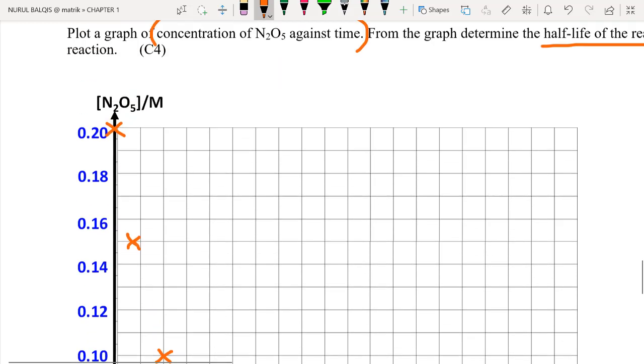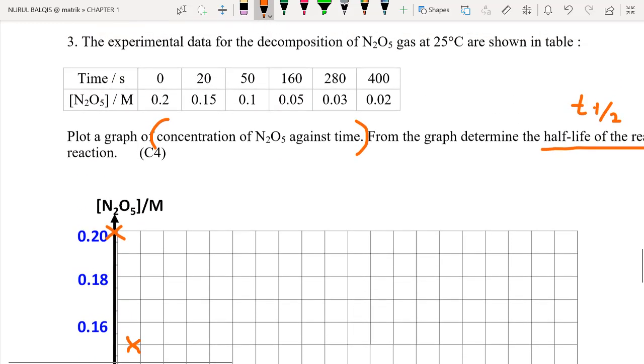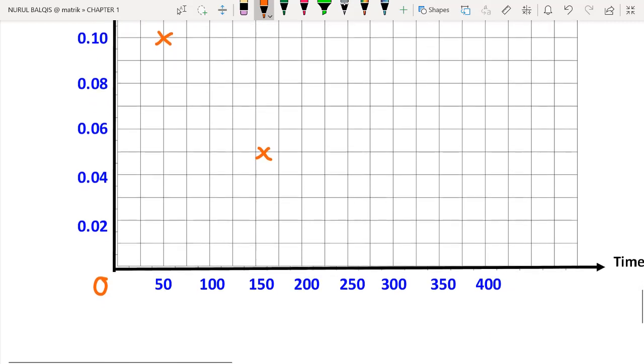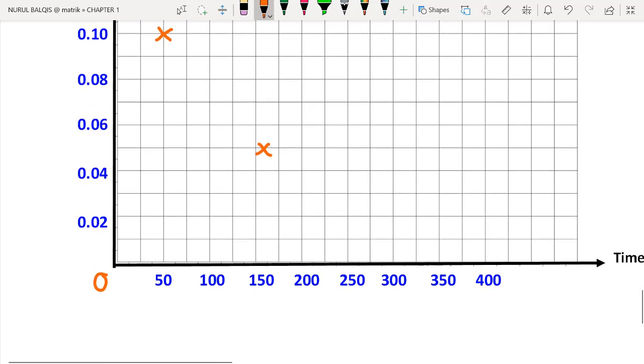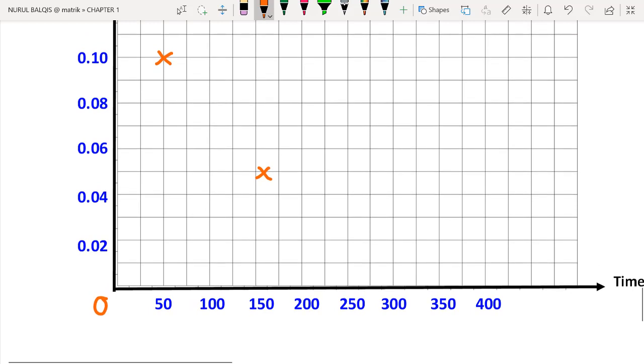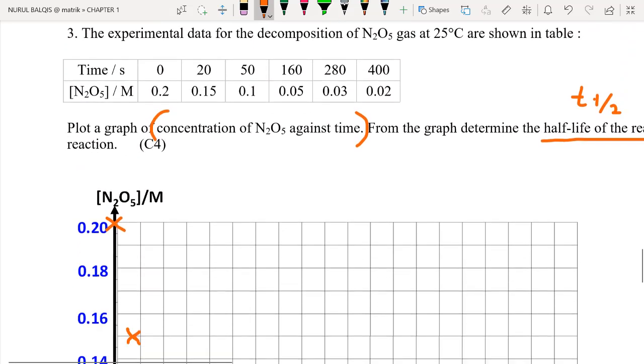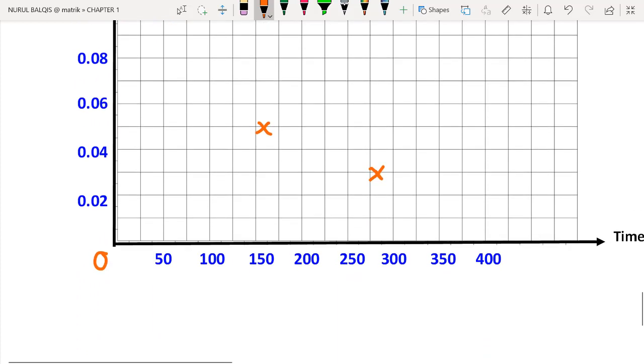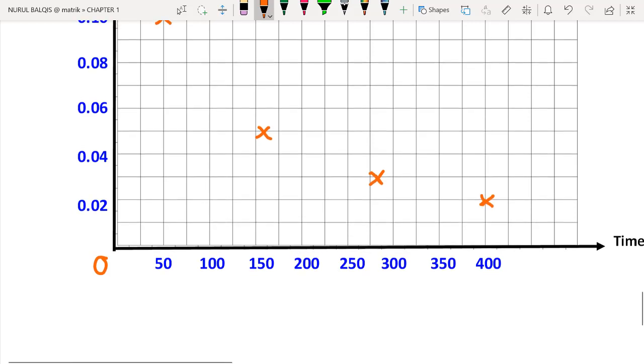Okay, now the last ones. 280 seconds, 0.03. And the last point would be 400 and 0.02. Okay, so we have plotted all the points.